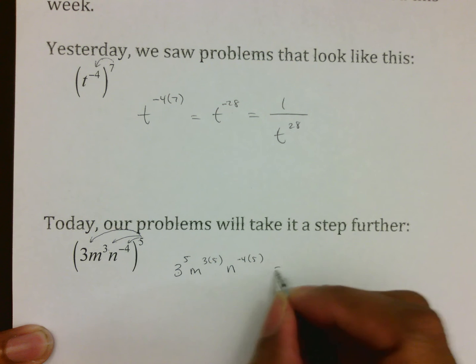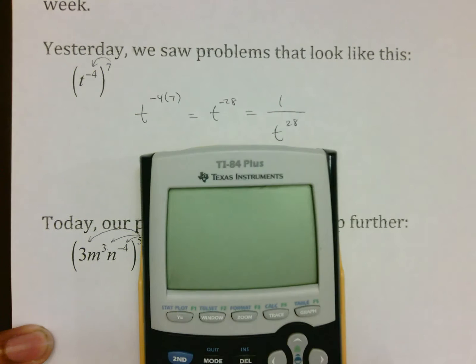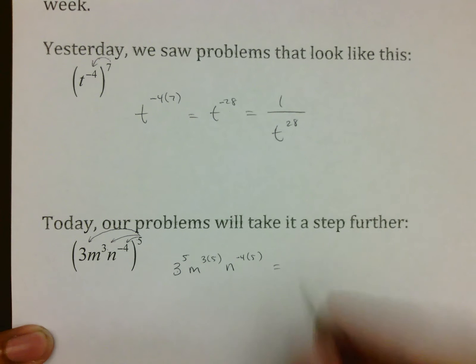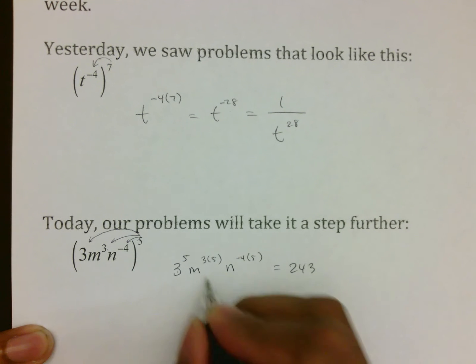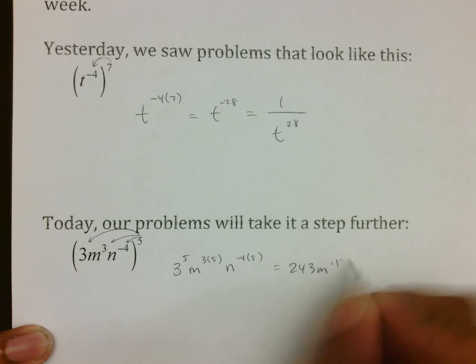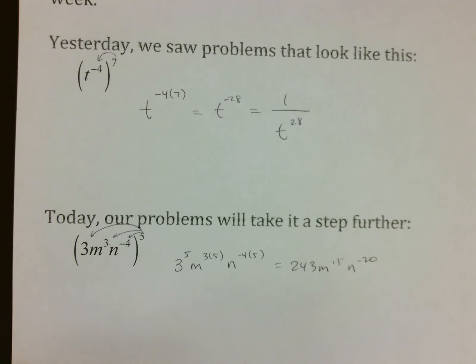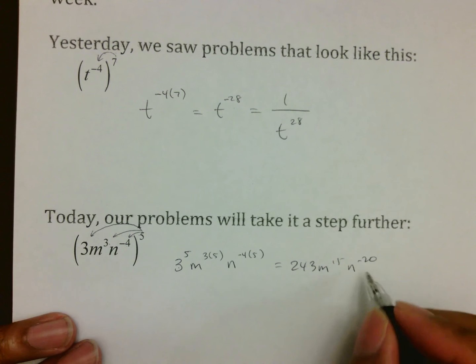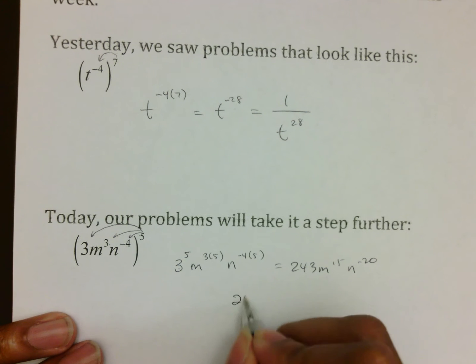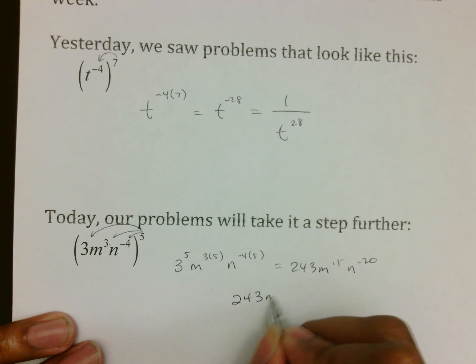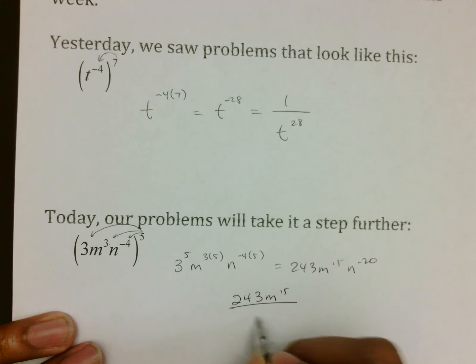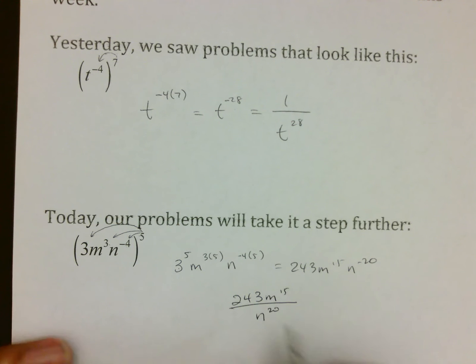To simplify it, we'll take it here. We will figure out what 3 to the 5th is. Yes, I still need batteries. 3 to the 5th, which is 243. And then we simplify this to be m to the 15th and n to the negative 20, which of course now we have that one rule that we have to follow, which is no negative exponents, which means that n does not want to be there. So 243 m to the 15th over n to the 20th would be your final answer.